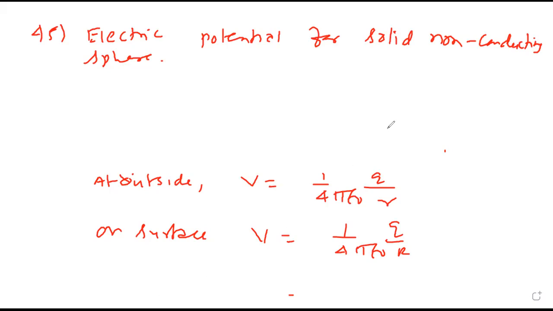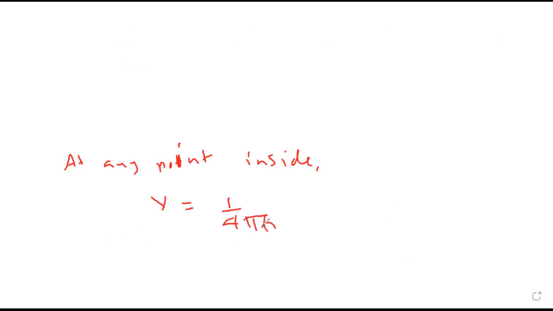Inside, special form. At any point inside, V equals first same as that of surface, 1 upon 4 pi epsilon naught q by R, and remember the bracket: that is 3 by 2 minus r square upon 2 times capital R square. Right.